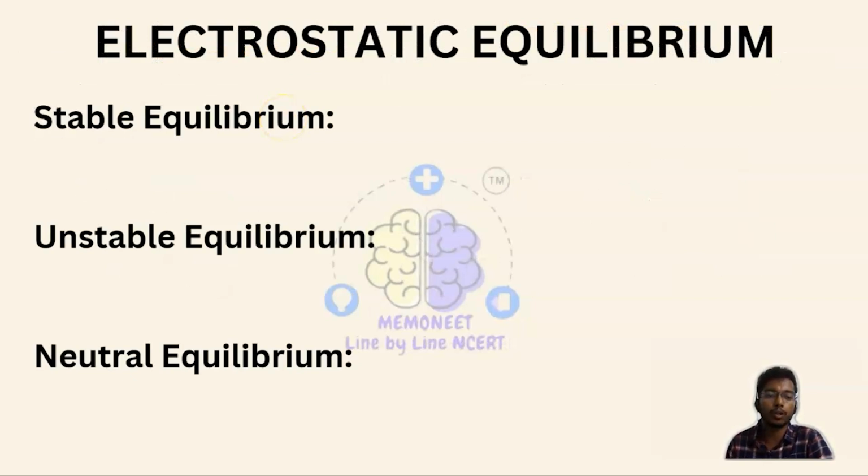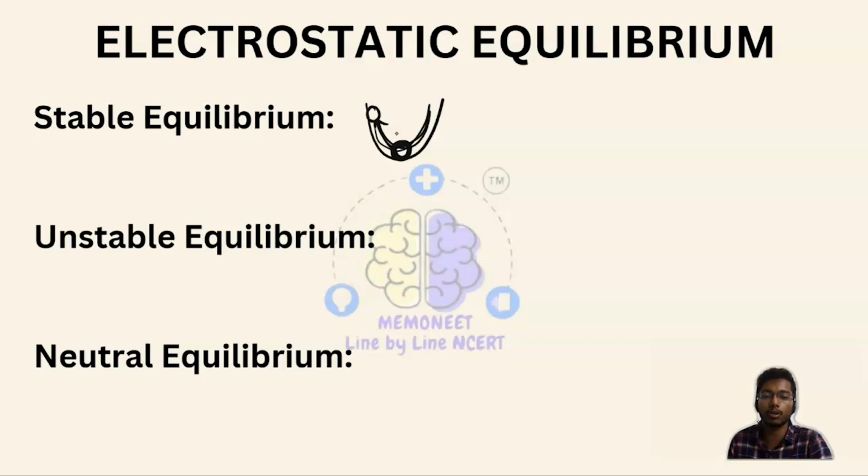Electrostatic equilibrium. Let's say we have a path like this and a ball is present here. If we slightly displace the ball to this position, the ball will travel in this direction, and at last it will come back to its original position. So this is known as stable equilibrium. When a slight change is made and the system comes back to its original position, this is known as stable equilibrium.